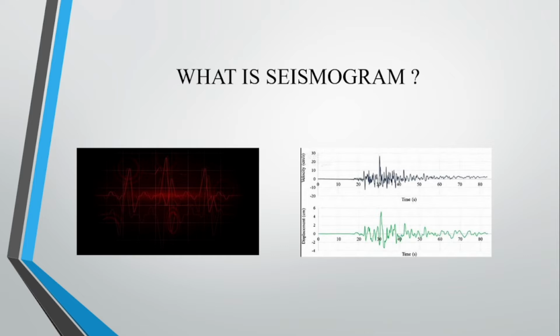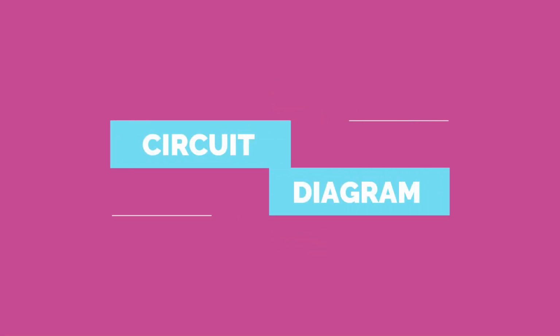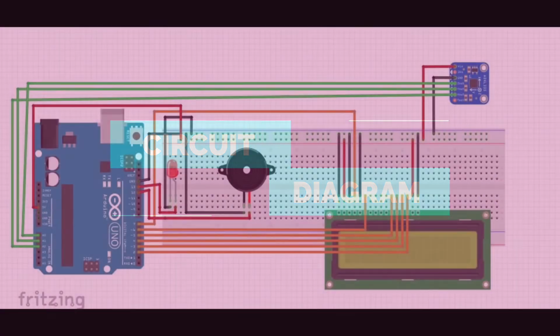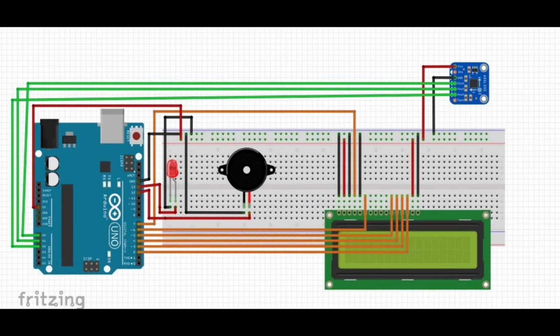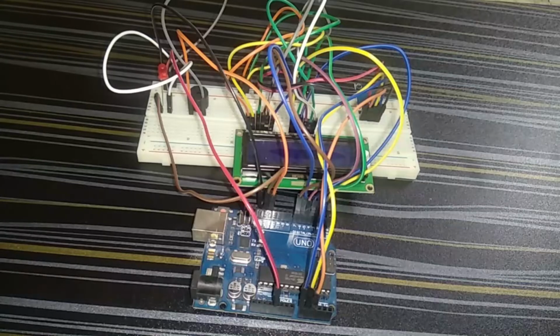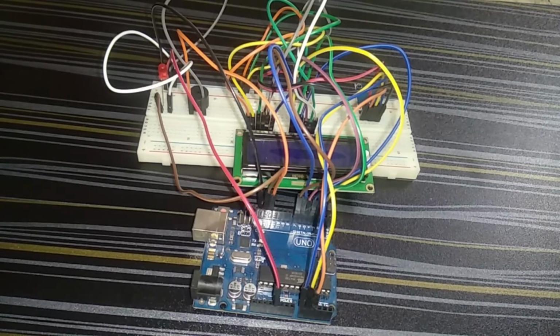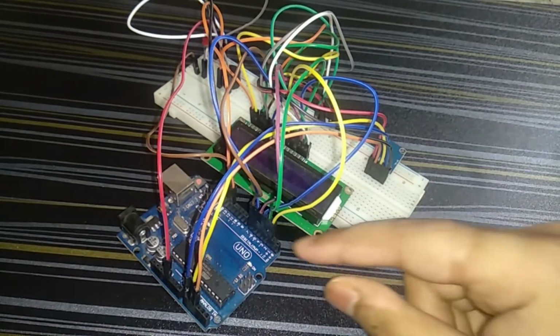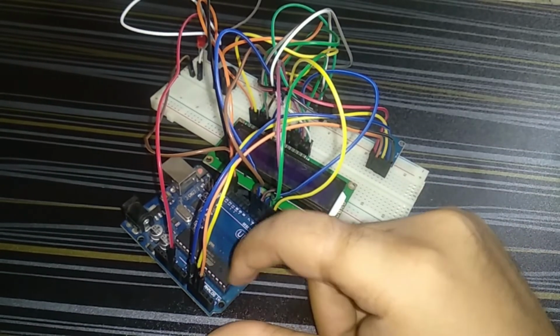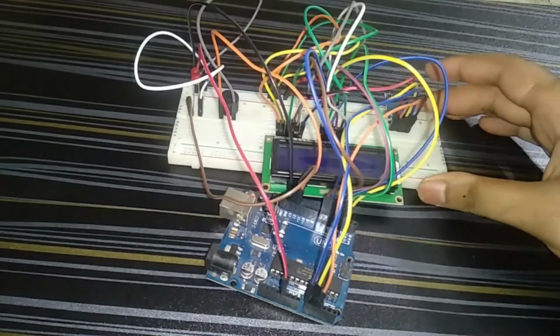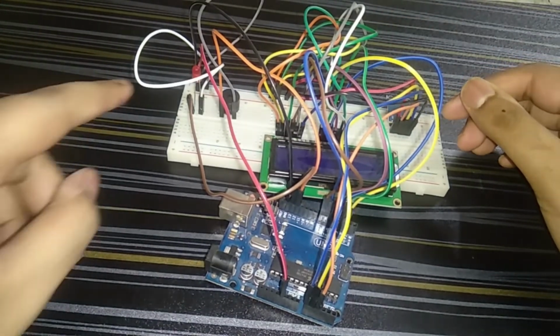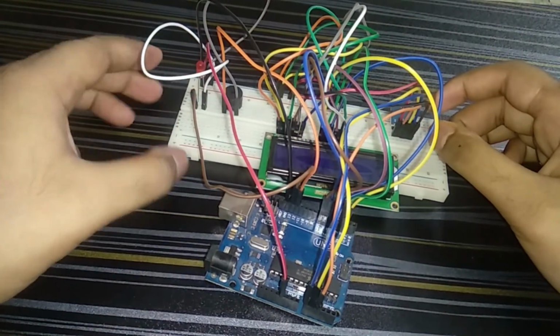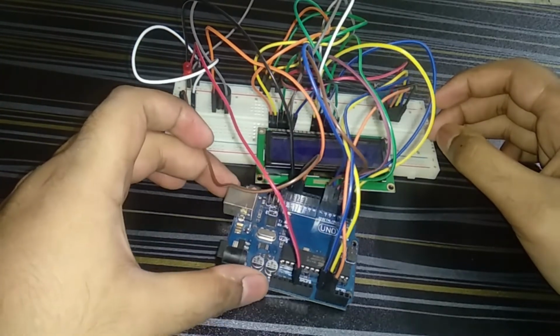So now let's show how the device works. This is my hardware setup, as you can see, and this is my accelerometer sensor, which is connected to my Arduino A0, A1 and A2 pins. This is my buzzer, and this is my LED. So let us compile the code and test whether it is working or not.